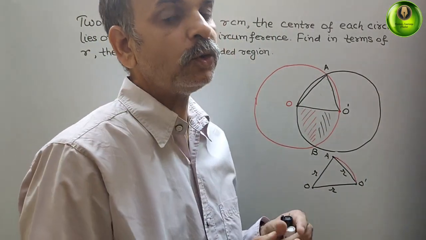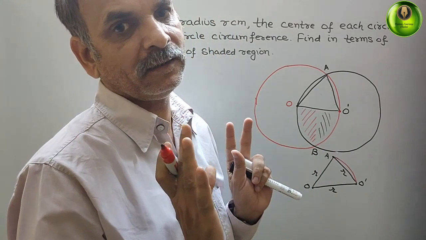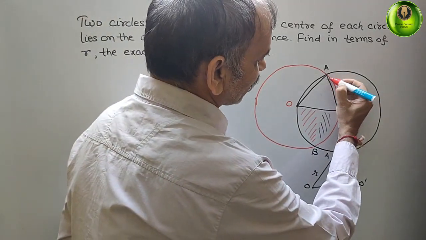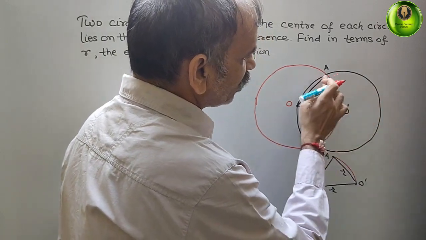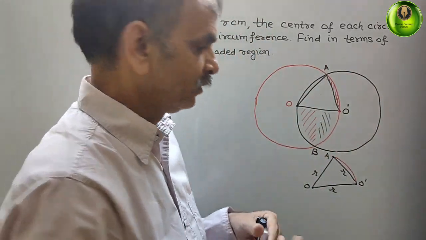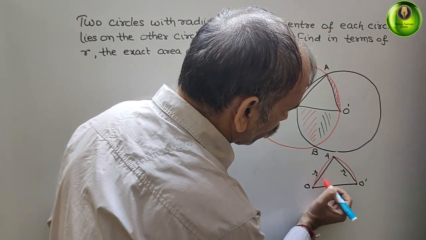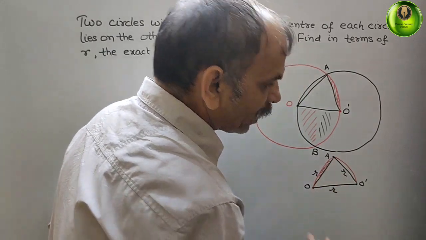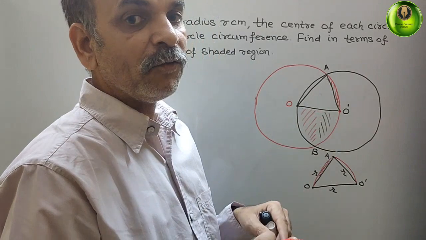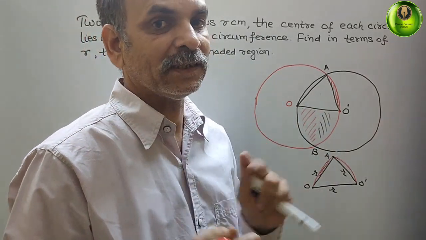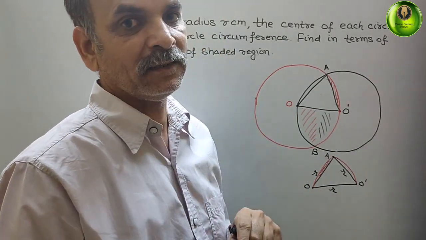That means we have to find out the sector area. So this forms a sector. You can see here. But if you see from here, this is another sector. This is another sector from here. But when we are finding out the area, in this triangle, we have counted the triangle twice. So therefore, we will subtract one triangle.